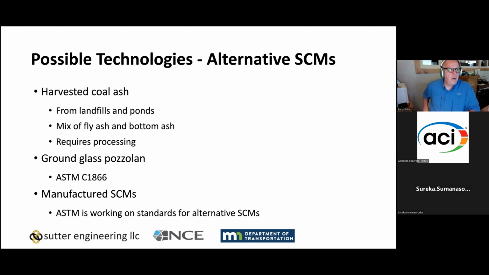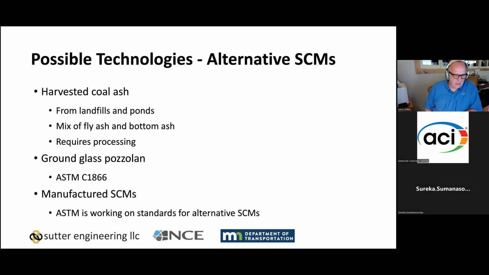As we started going through the matrix and figuring out what type of materials we wanted to work with, the first thing we thought about was harvested ash. This comes from landfills and ponds, and it's typically a mixture of fly ash and bottom ash. In the end we decided not to use a harvested ash source, because harvested ash is becoming more mainstream. We felt it would be used in other places, so we'd be better off using our limited space for materials that weren't necessarily making their way into the market.